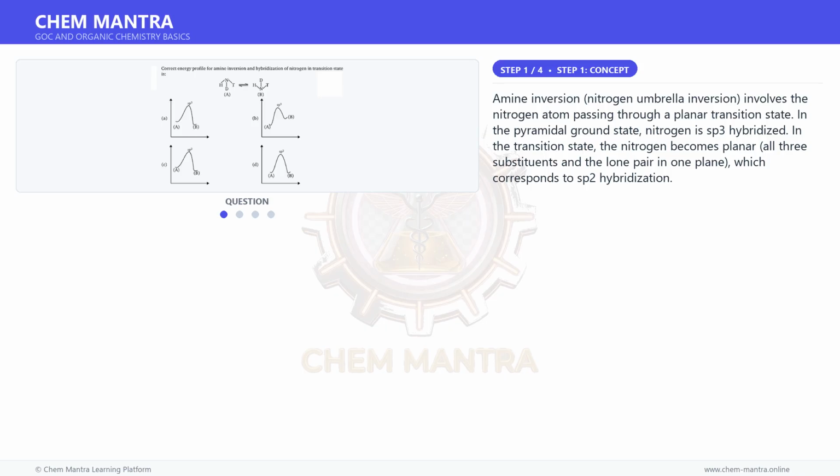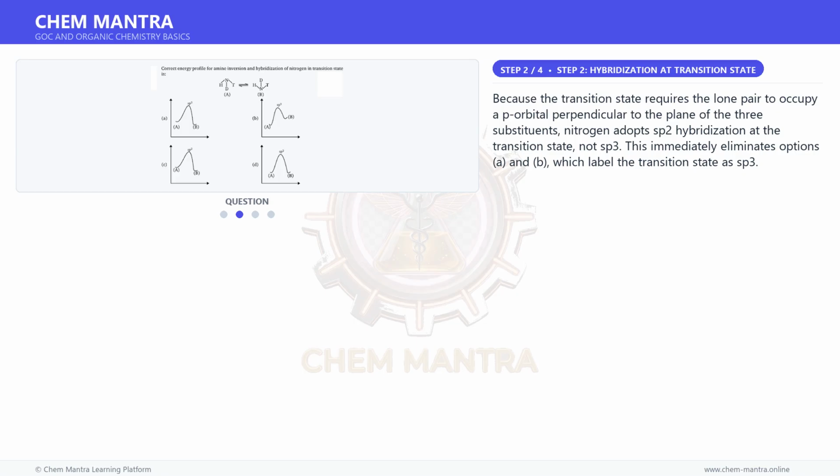Amine inversion, nitrogen umbrella inversion, involves the nitrogen atom passing through a planar transition state. In the pyramidal ground state, nitrogen is sp3 hybridized. In the transition state, the nitrogen becomes planar, all three substituents and the lone pair in one plane, which corresponds to sp2 hybridization.